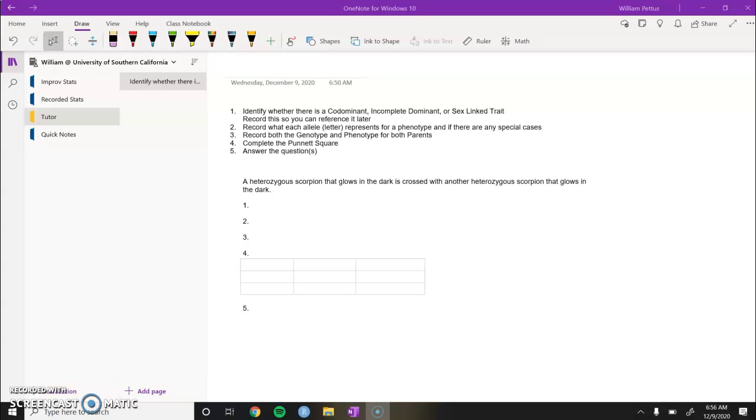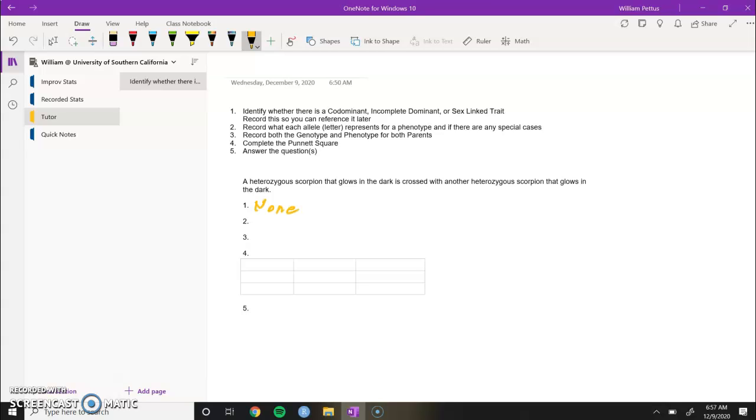So reading this, a heterozygous scorpion that glows in the dark, there's only one trait that's being talked about there, so it's not going to be codominance. I don't see anything about a blending. There's no large, medium, small. There's no black, gray, white. So it won't be incomplete dominance. And then for sex-linked trait, usually it'll tell you if it is a sex-linked trait or not. In this case, there's no information regarding that. So we're going to say it is not a sex-linked trait. So if that's the case, we're just going to write none.